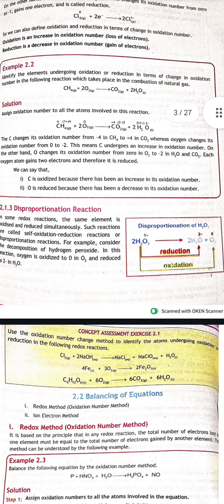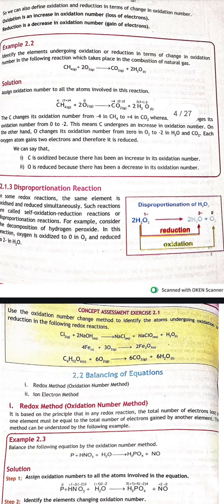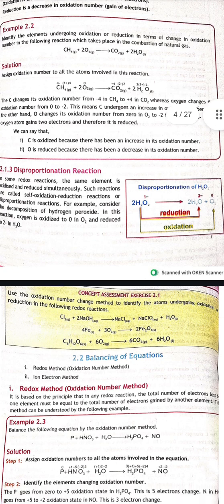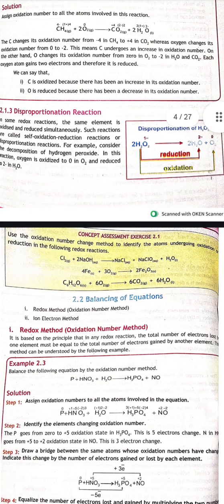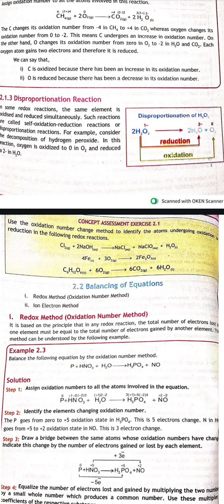The carbon's oxidation number changes from -4 to +4, whereas oxygen changes oxidation number from 0 to -2. This means carbon undergoes an increase in oxidation number. On the other hand, oxygen changes oxidation number from 0 in O2 to -2 in H2O and CO2. Each oxygen atom gains 2 electrons, and therefore it is reduced. Carbon is oxidized because there has been an increase in oxidation number, and oxygen is reduced because there has been a decrease in oxidation number.